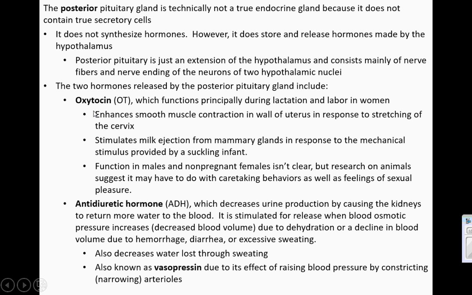Okay. It also aids in lactation. Lactation is the production and release of milk by women. Okay. So it stimulates milk ejection from mammary glands. And this is stimulated when suckling of the nipple occurs. There are receptors in the nipple of the female that are activated when the baby suckles, and that helps to push the milk out.